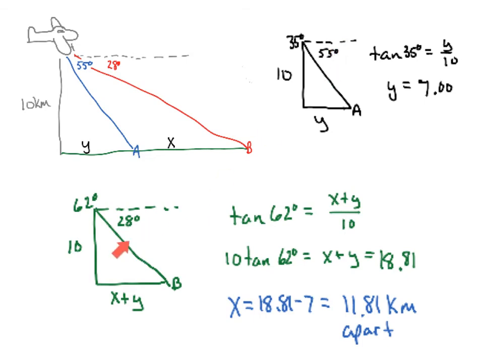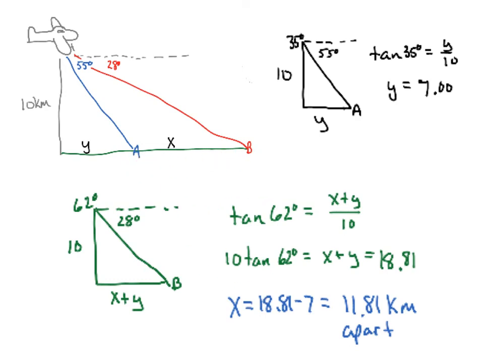For my town B, the angle of depression was 28 degrees. The complement is 62 degrees, so my angle here is 62 degrees. My opposite is x plus y. My adjacent is 10, so my tangent of 62 degrees is x plus y over 10. Multiply both sides by 10. 10 times the tangent of 62 degrees equals x plus y. And 10 times the tangent of 62 degrees is 18.81. I know that y is 7, so I could subtract 7 from both sides, and my x value, the distance the towns are apart, is 11.81 kilometers.